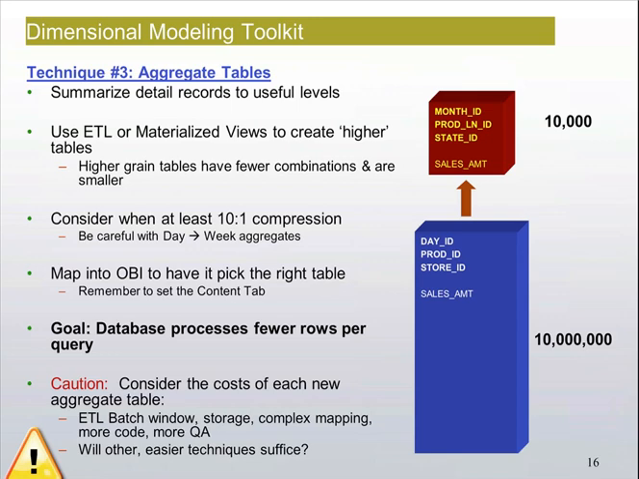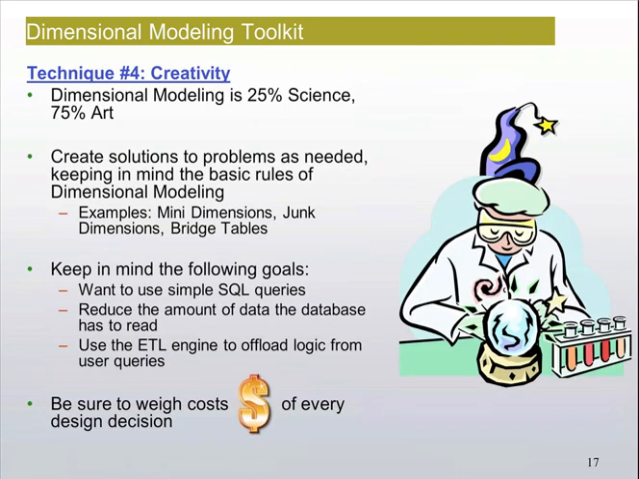Right? Technique number 4 is creativity. Dimensional modeling has a couple of foundational rules in them. If you read the Ralph Kimball book, I think about the first third of the book lays out what those rules are. However, the remainder of the book and the remainder of what we actually do to make a good dimensional model for our specific application is really art.